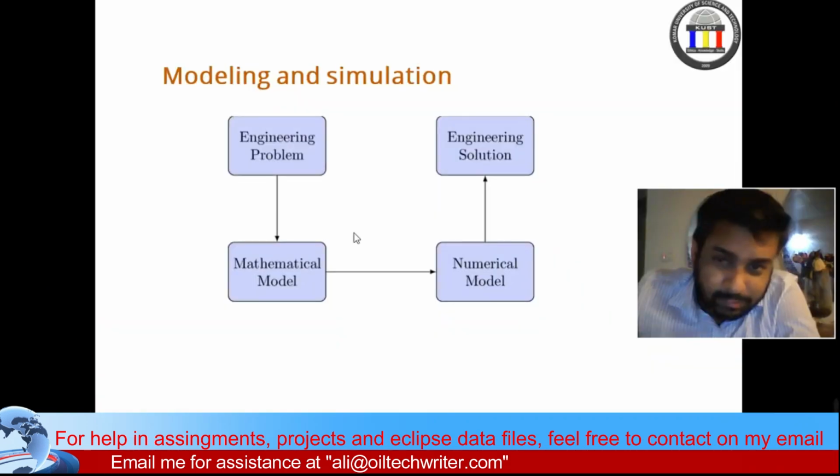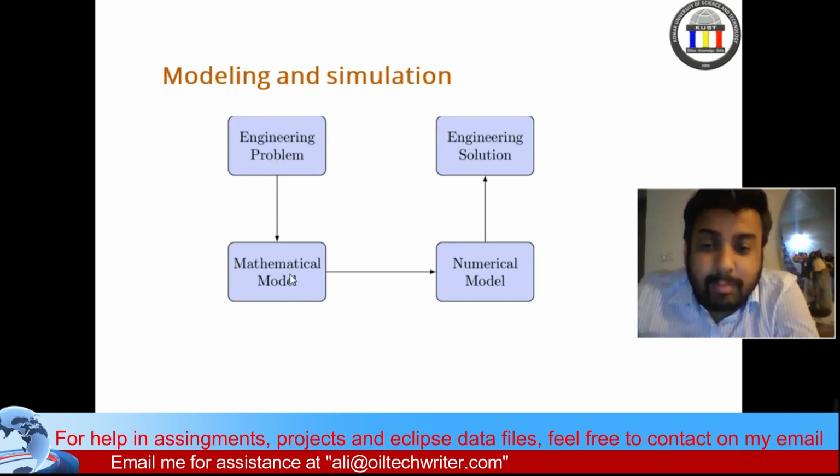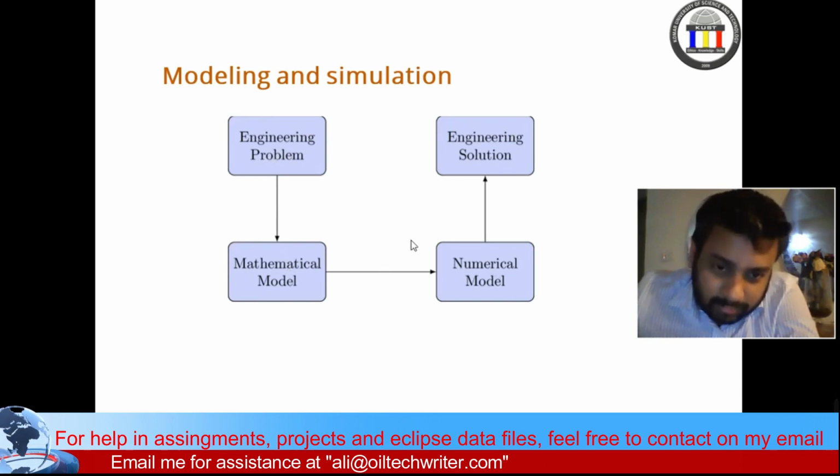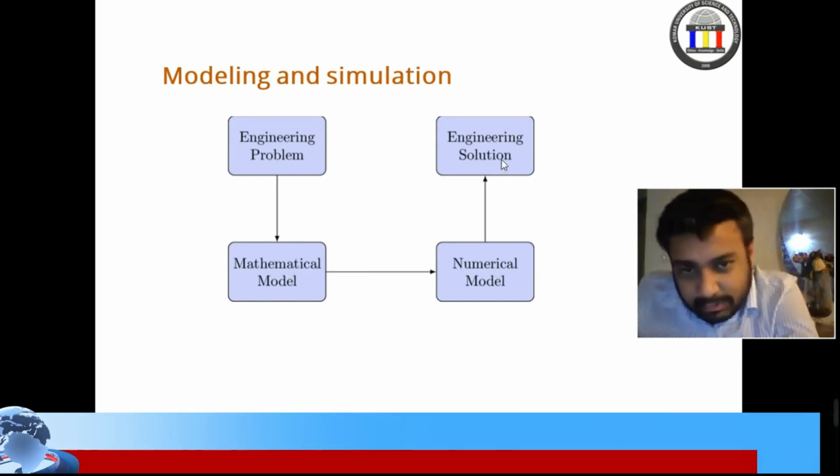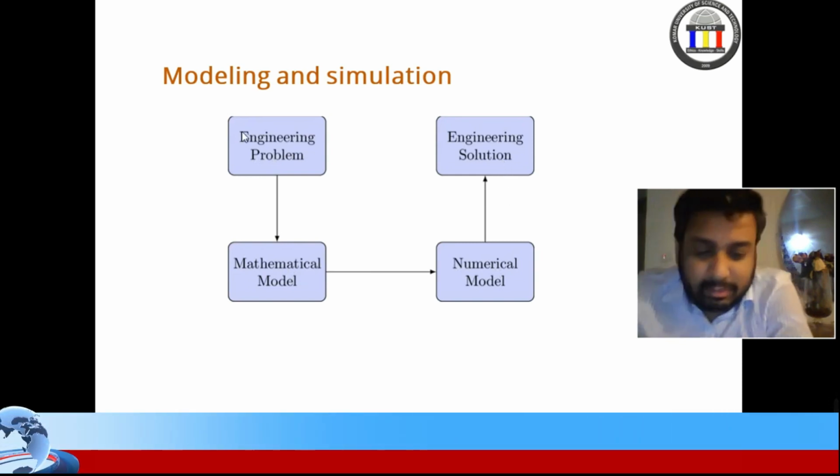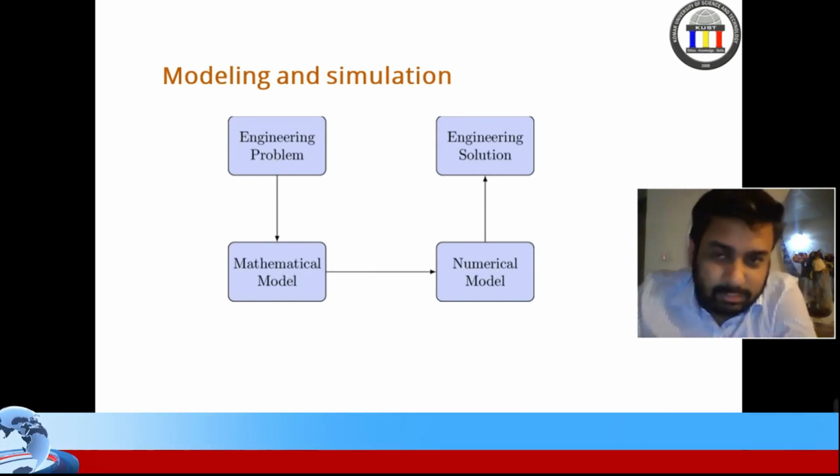In order to, as I said before, we have an engineering problem. Then the engineering problem has to be converted into the mathematical model. The mathematical model then has to be solved using the numerical model, and then we come up with an engineering solution. For example, right now our engineering solution is we want to know the behavior of the pressure. Okay, pressure over time, or pressure at a certain distance over time.